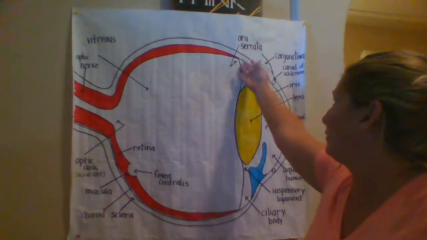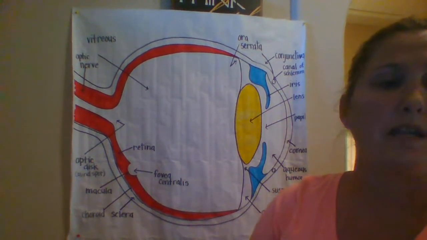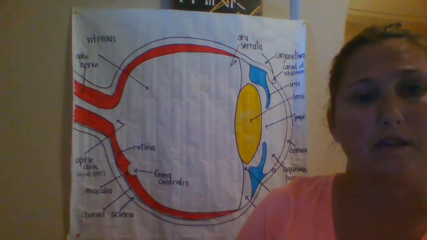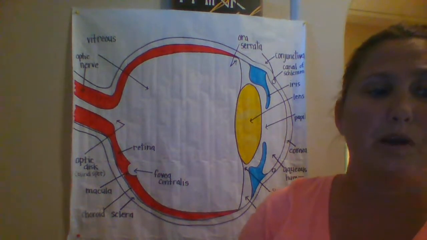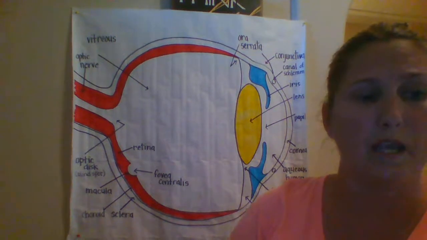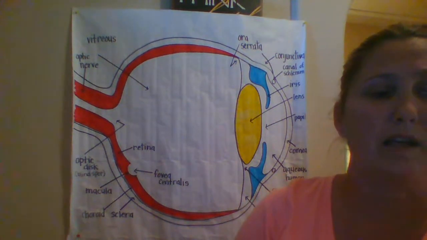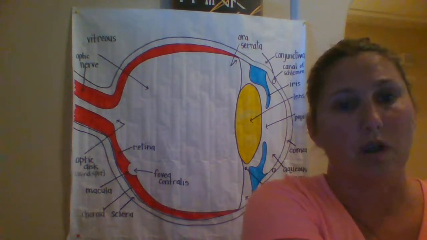Ora serrata. The serrated junction between the retina and the ciliary body. Its primary function is to secrete the aqueous humor to provide nutrients to the internal structures.